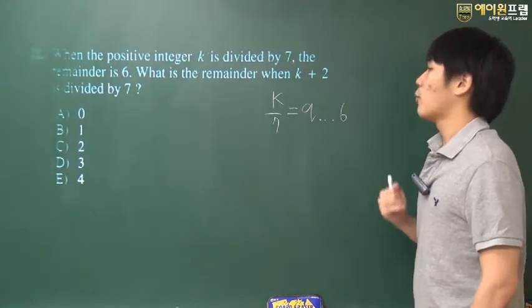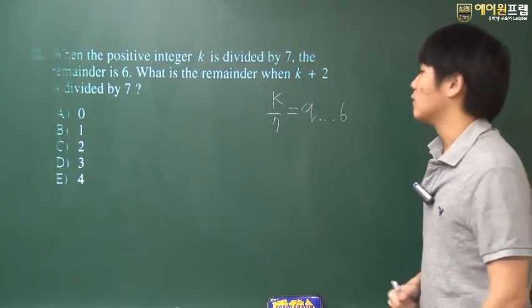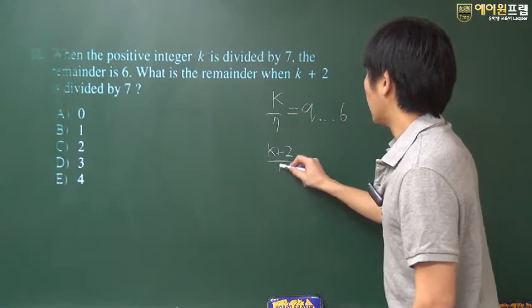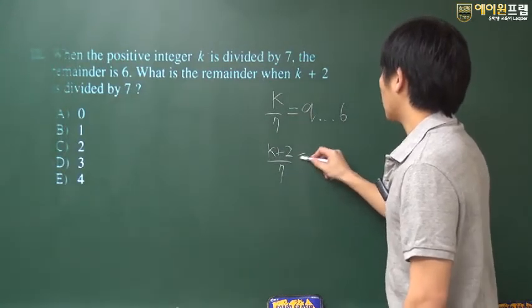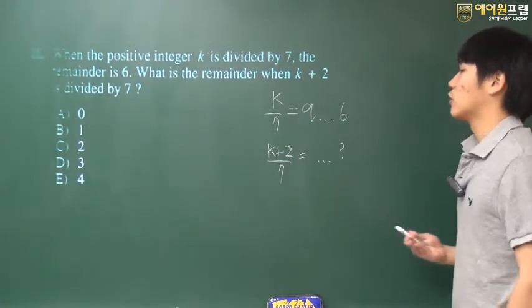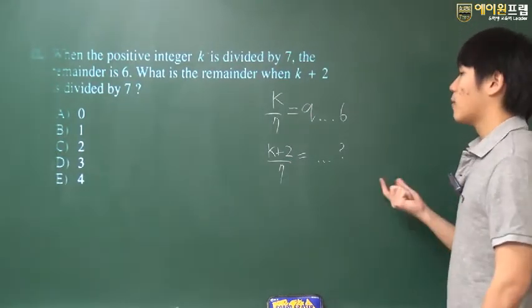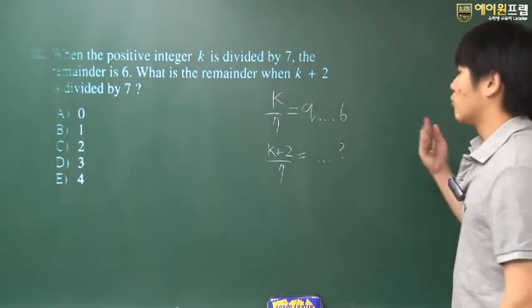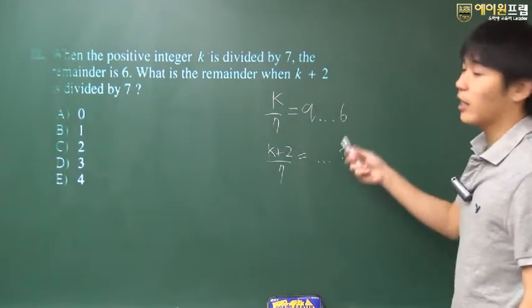Moving on, what is the remainder when k plus 2 is divided by 7? Okay, so now we have k plus 2 divided by 7, okay? So now the question is, what is the remainder? Okay, so how do we approach this question? Now this is quite a common format you see in the SAT exam. So I like to best represent this k. You can represent k as the following, okay?